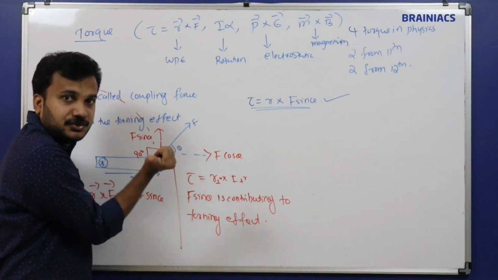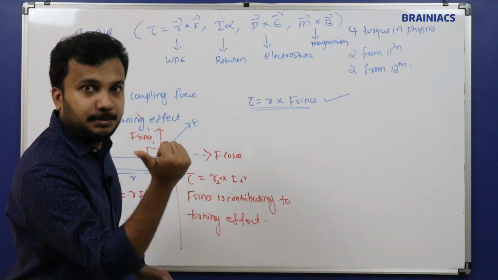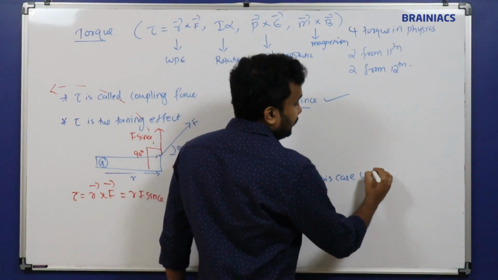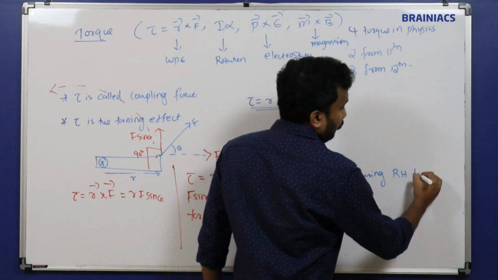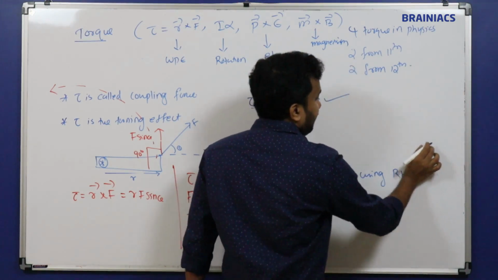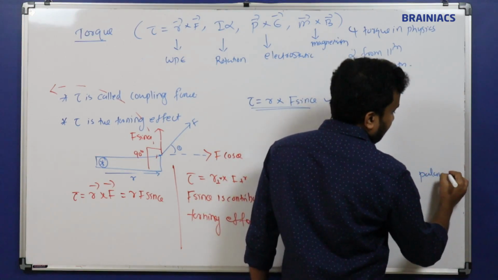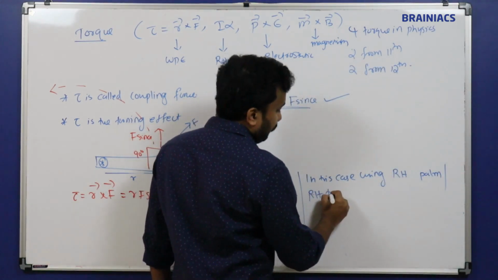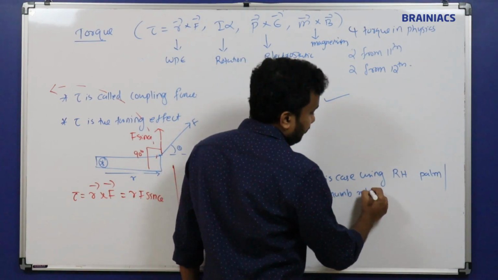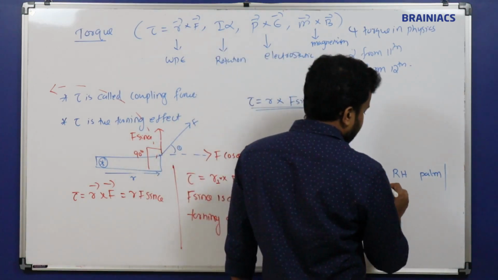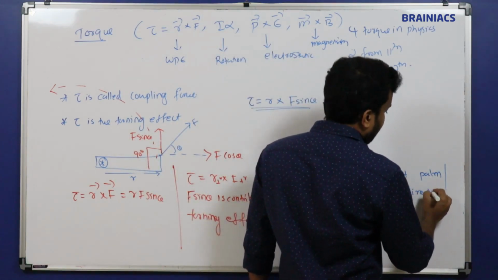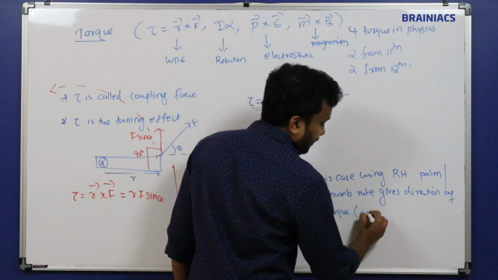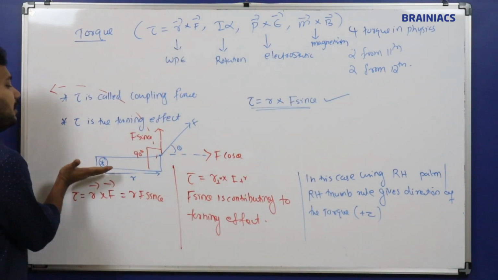So my thumb is going outside. In this case, outside means what direction? Plus Z direction. Using the right hand thumb rule, or you can say right hand palm rule, anything you can say. People will say right hand palm rule or right hand thumb rule, both are the same thing. The thumb rule gives the direction of the torque. In this case, what direction? Plus Z direction, right? R cross F.